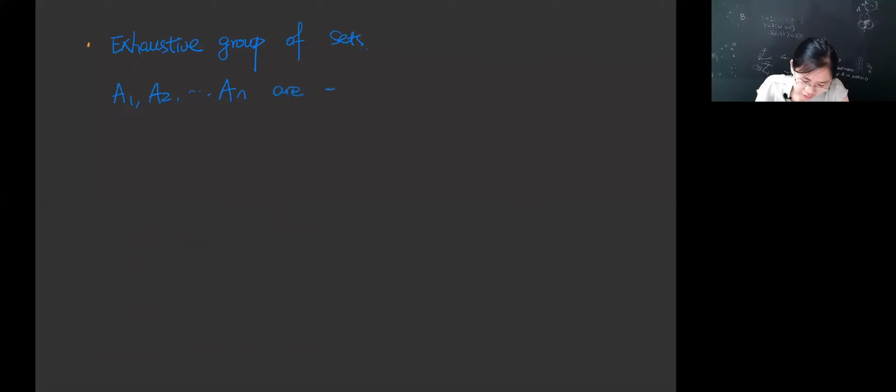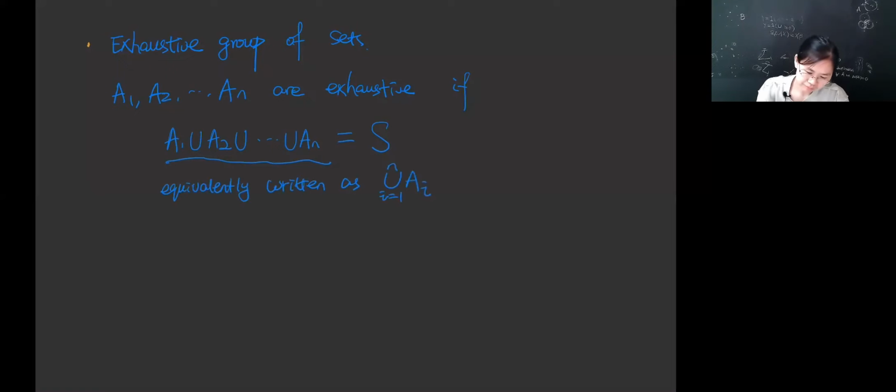are exhaustive if they exhaust all the possibilities of the sample space. Or in other words, if the union of all of them equals the sample space. That's any outcome of the sample space is in at least one of the events in this group. This long expression is also equivalently written as union I from 1 to N, AI.